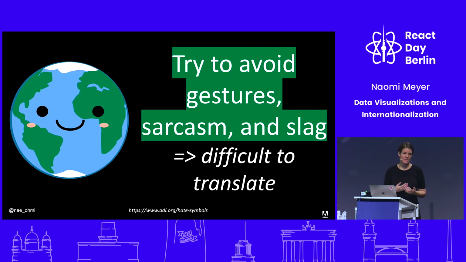Similarly, hand gestures can have a variety of meanings across regions. The Anti-Defamation League has their hate database, and they have a list of hate symbols that I think are important to do your homework on and just be aware of. For example, Pepe the Frog or the OK hand symbol are in their database of hate symbols. So it's really important to make sure you're not accidentally using a symbol or an emoji that might have an alternative meaning that you don't intend.